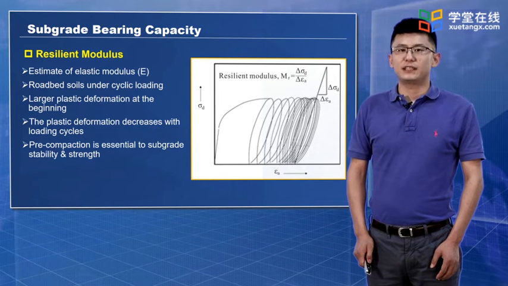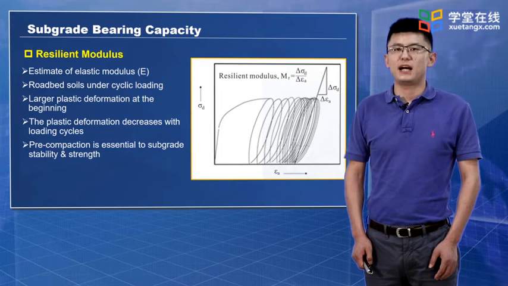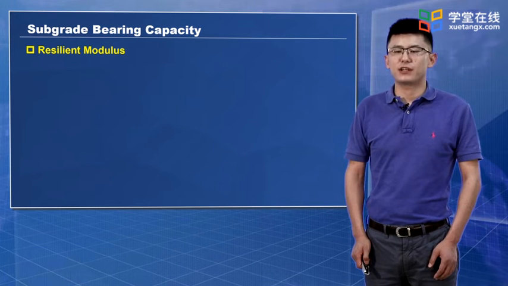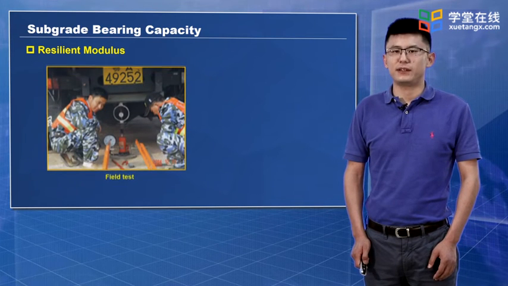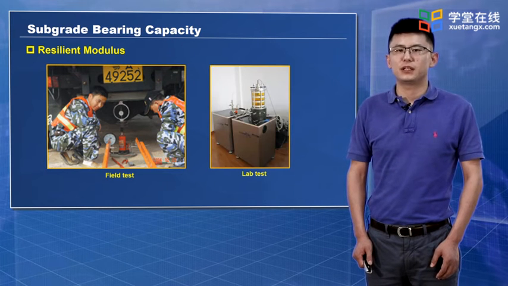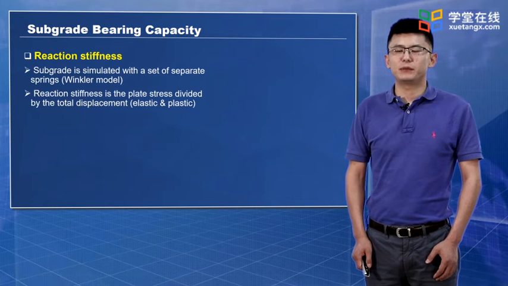Generally, we can say that a higher resilient modulus means a more stable soil. And for the resilient modulus, we can test it both in the field and in the lab. For example, on this slide, we show the pictures for the field test and the lab test. So that is the resilient modulus.